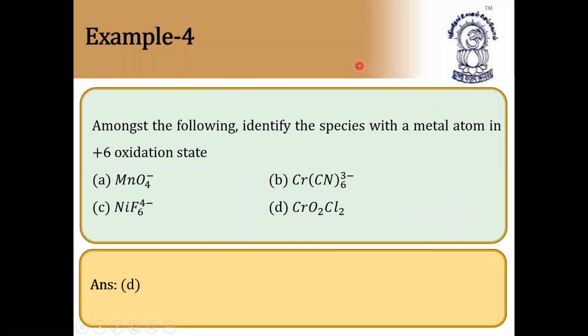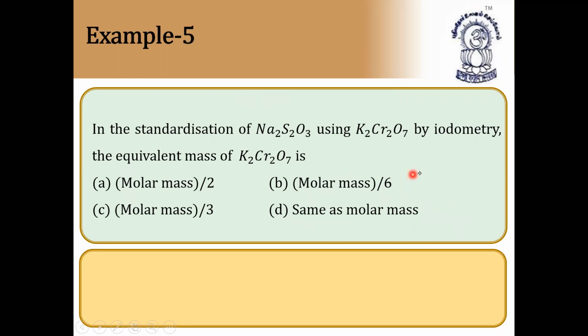Next question. These questions are expected in the entrance exams, so all of them are very, very important. In the standardization of sodium thiosulfate using potassium dichromate by iodometry, this is the titration method, volumetric titrations. The equivalent mass of potassium dichromate is very, very important.